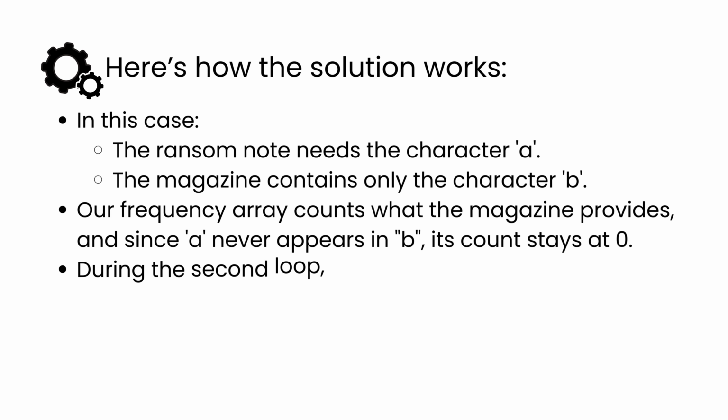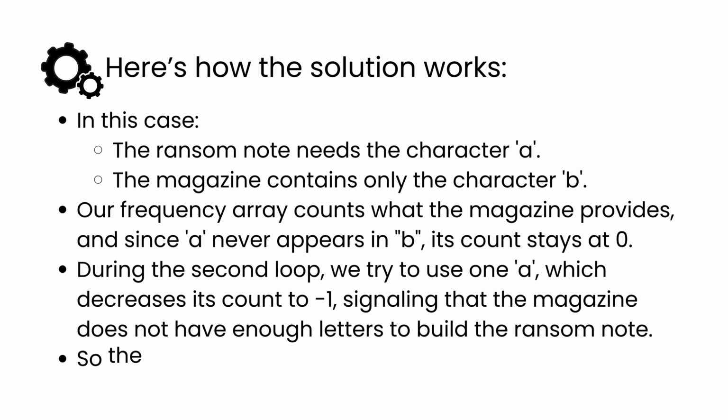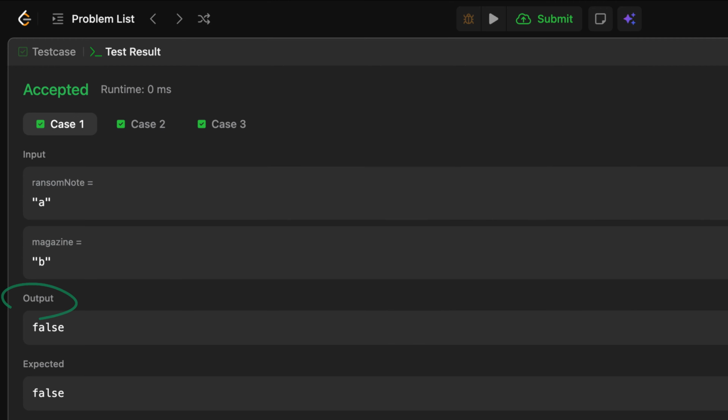Our frequency array counts what the magazine provides, and since a never appears in b, its count stays at 0. During the second loop, we try to use one a, which decreases its count to -1, signaling that the magazine does not have enough letters to build the ransom note. So the function correctly returns false. And that's exactly what our program outputs, false.